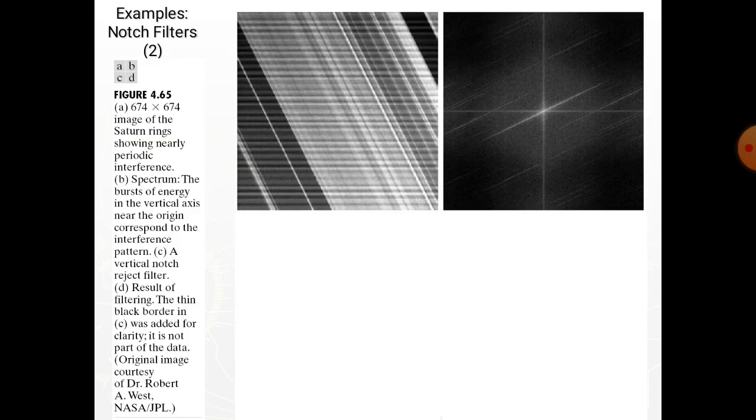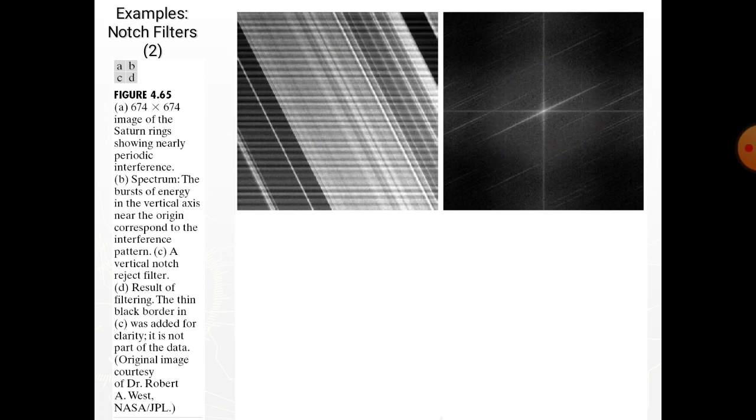Now figure A shows an image of part of the ring surrounding the planet Saturn. This image was captured by Cassini, the first spacecraft to enter the planet's orbit. The vertical sinusoidal pattern was caused by an AC signal on the camera video signal just prior to digitizing the image. This was an unexpected problem that corrupted some images from the mission. This type of interference is fairly easy to correct by post-processing, and one approach is notch filtering.